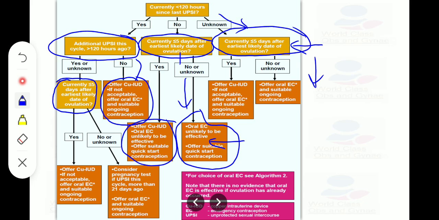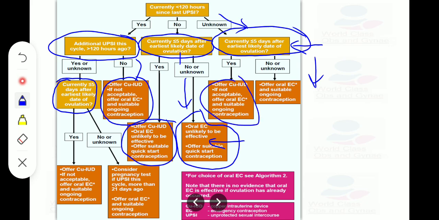Let's come to the third point. When she is unaware whether she currently had less than 120 hours since the last OPC, then we check whether she is currently less than 5 days after the earliest likely date of ovulation. If yes, then copper IUCD. If not acceptable, offer oral EC and suitable ongoing contraception.